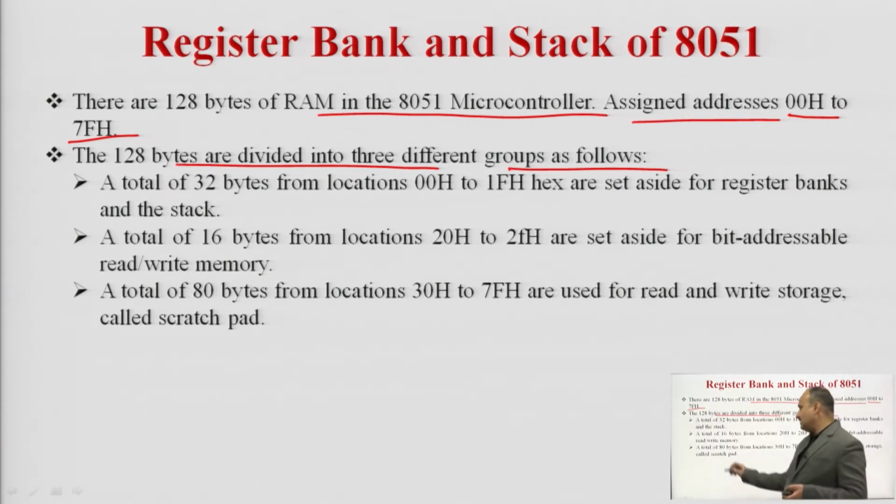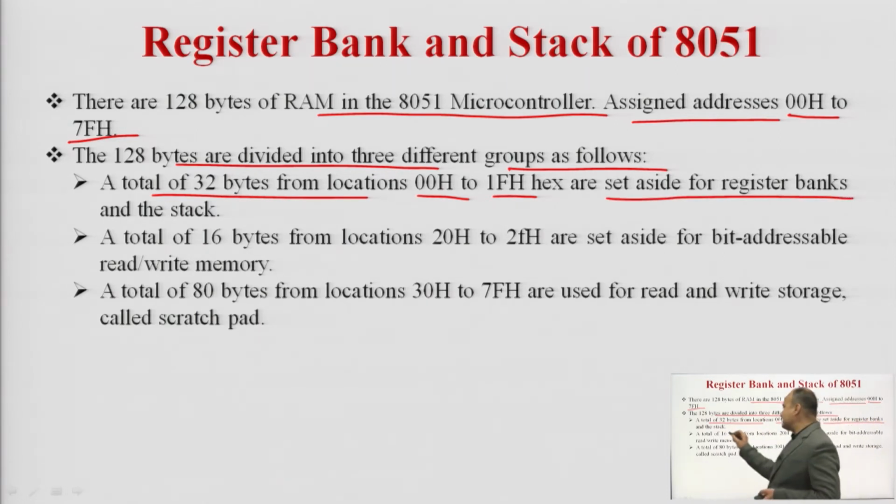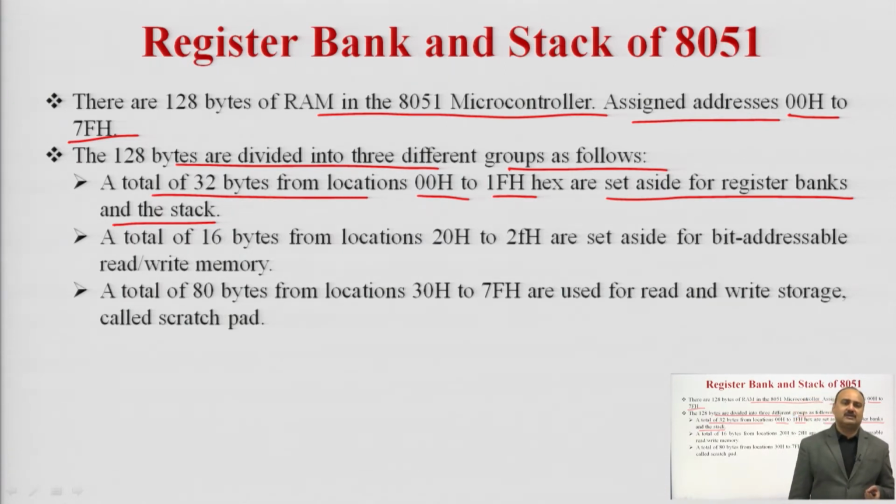The first group, that is a total of 32 bytes from location 00H to 1FH, is set aside for register banks and the stack. So, here the 32 bytes, that is the range 00H to 1FH, are set aside for the register banks, that is bank 0, bank 1, bank 2, bank 3, and the stack. So, bank 1 is also associated with this stack.